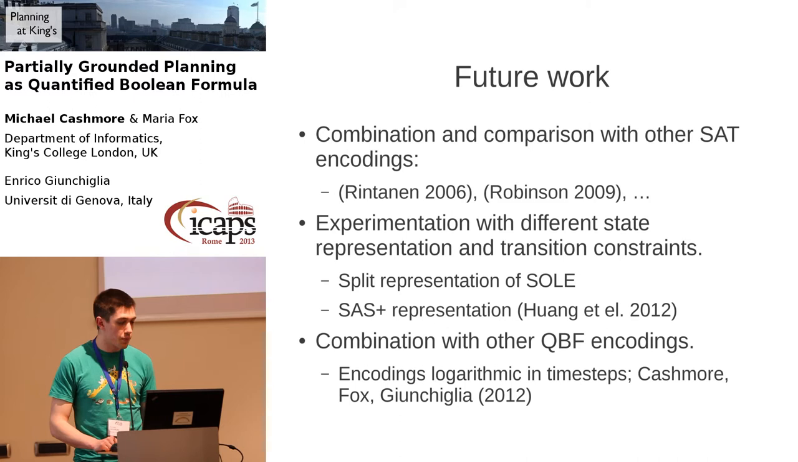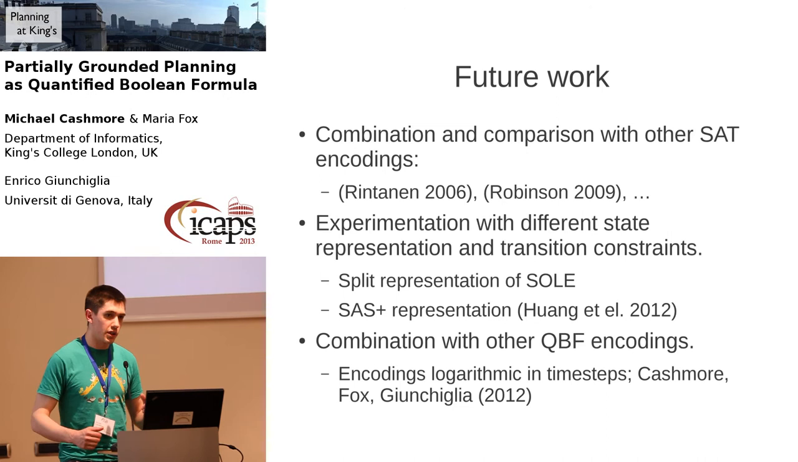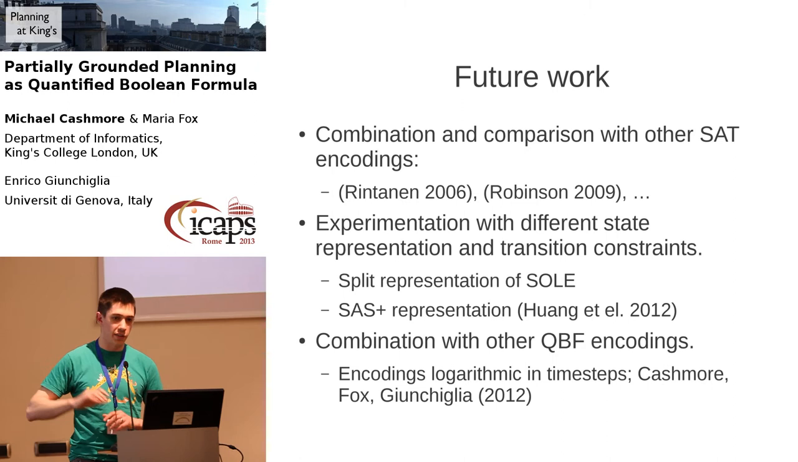An alternative to Robinson's split action representation is a SAS plus representation, which works very well since there are two layers to it, where they have the action layer and then the transition layer, where they describe the DTGs of the problem. And these layers seem to correspond almost exactly with the two existential layers we have in our problem, the grounded and then the ungrounded part. So we simply represent these DTGs once per object type.